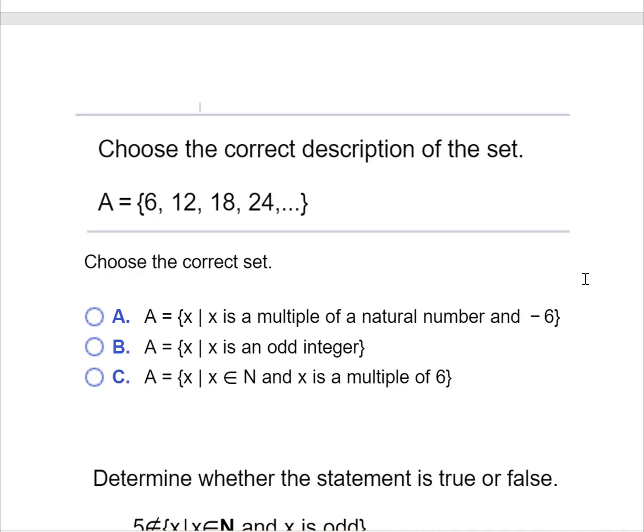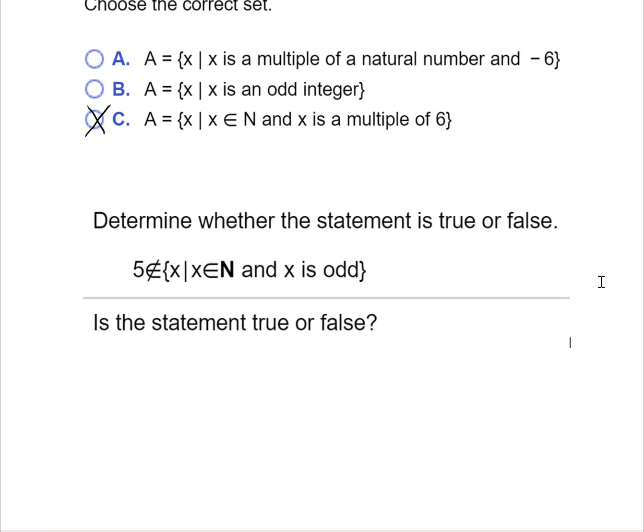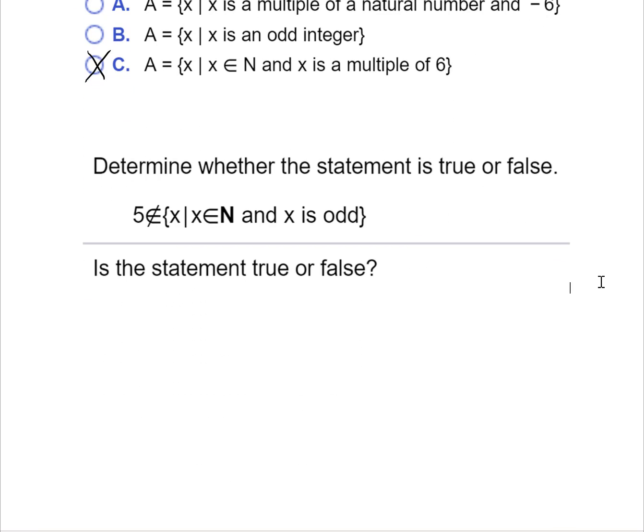Answer A says it's a multiple of a natural number and -6. I can eliminate that one. They're not odd. Let's look at C. X such that x is a natural number and it's a multiple of 6. That's my correct answer.